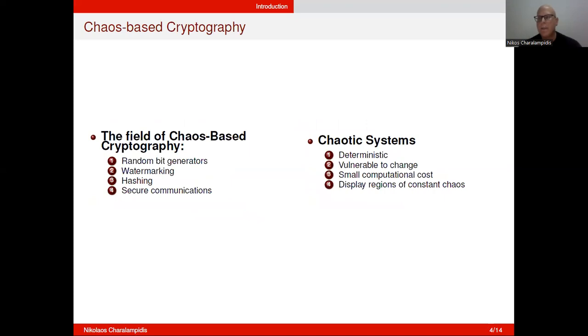In particular, in the discipline of information security, there are many advancements in the field of chaos-based cryptography with ubiquitous applicability. For example, in random bit generators, watermarking, hashing, secure communications. The determinism, the dubious behavior, the low computational cost of chaotic systems provide an excellent foundation for implementing a plethora of encryption schemes. In particular, chaotic maps of low dimensions that display regions of constant chaotic behavior.